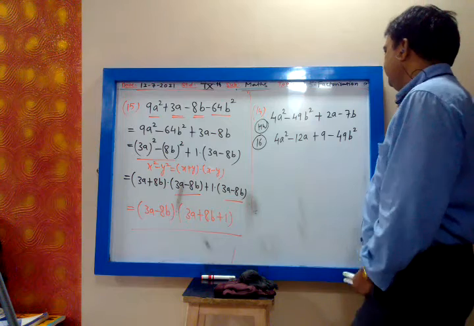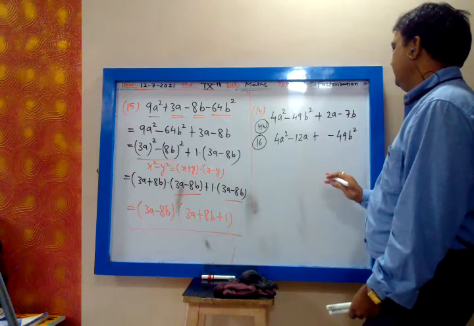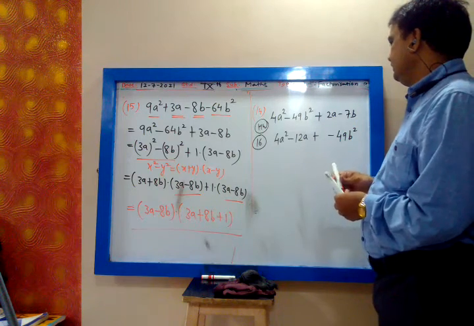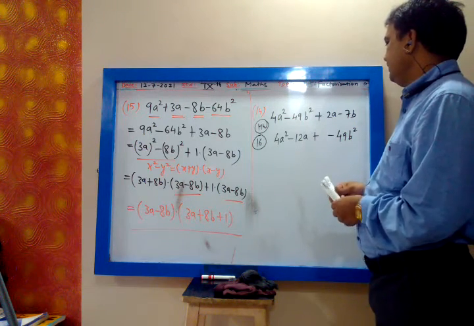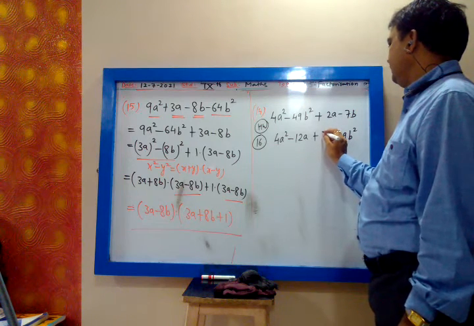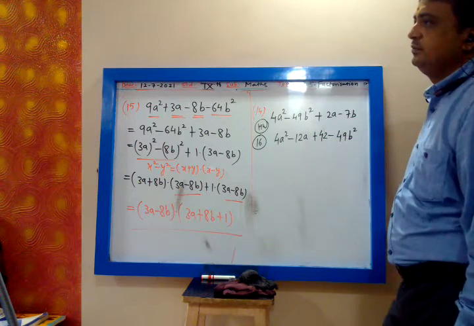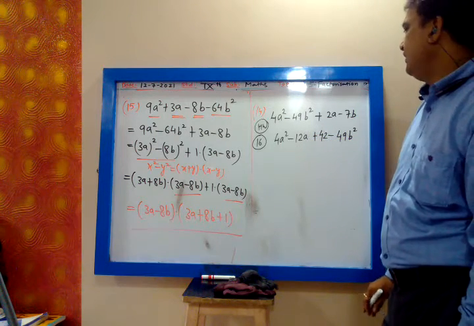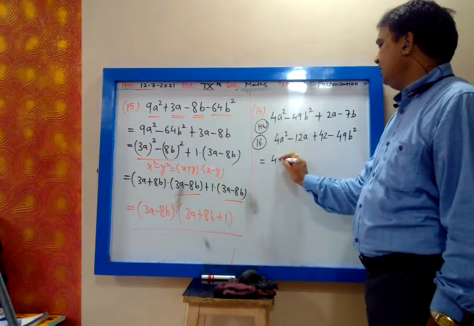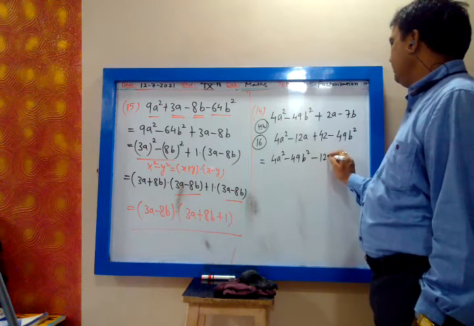There is a mistake. Instead of 9, it should be 42b. Then only you will get the answer. Let us see. If you make it 42b, then it is 4a square minus 49b square minus 12a plus 42b.